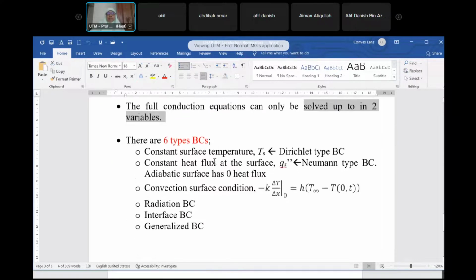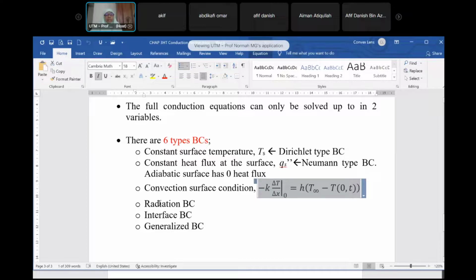There are 6 types of boundary conditions. Whether you have constant surface temperature defined, which is called the basic boundary condition. Constant heat flux at the surface, which is the derivative of the temperature given, or zero is given. Convection surface condition. We haven't gone through surface heat generation explicitly, but you may have a look in your textbooks. I think they have an example.